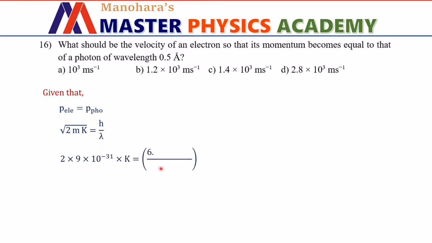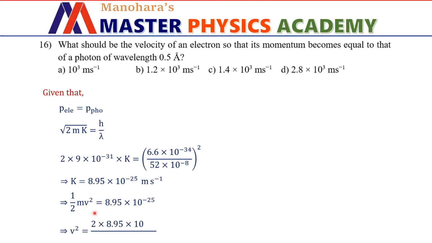Substituting and simplifying, we will get the momentum of the electron equal to 8.95 × 10^-25 kg m/s. But the kinetic energy is going to be half mv squared. Solving for v, we would get the answer to be equal to 1.41 × 10^3 meter per second. Option C is the right choice.